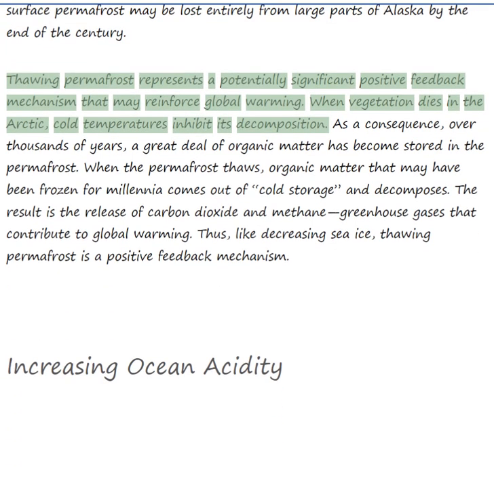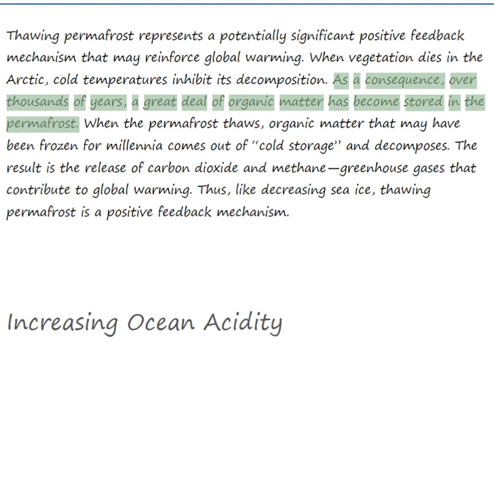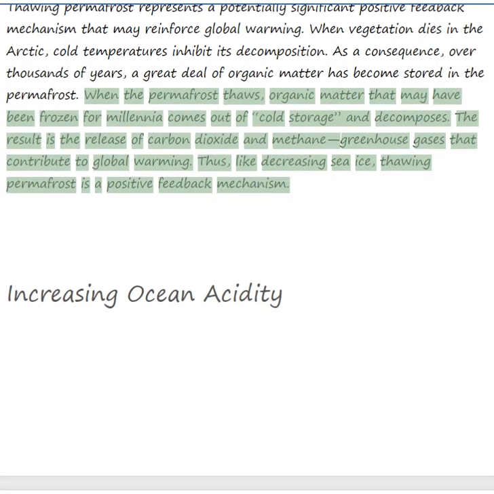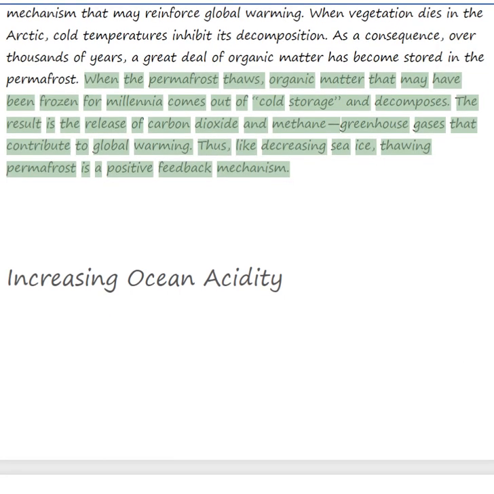Thawing permafrost represents a potentially significant positive feedback mechanism that may reinforce global warming. When vegetation dies in the Arctic, cold temperatures inhibit its decomposition. As a consequence, over thousands of years, a great deal of organic matter has become stored in the permafrost. When the permafrost thaws, organic matter that may have been frozen for millennia comes out of cold storage and decomposes. The result is the release of carbon dioxide and methane, greenhouse gases that contribute to global warming. Thus, like decreasing sea ice, thawing permafrost is a positive feedback mechanism.